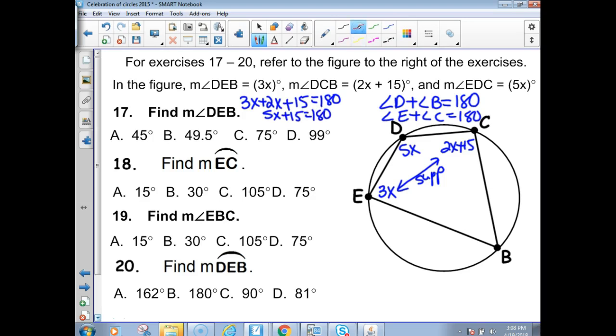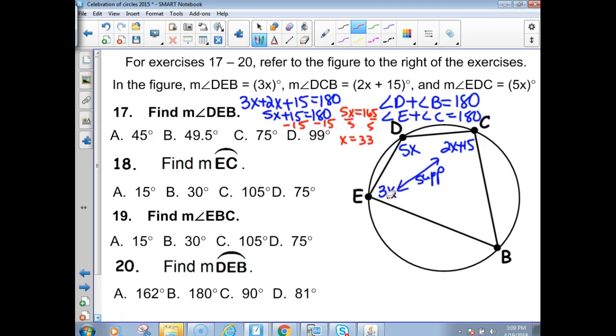We need to subtract 15 from both sides. 5 times x equals 165. Divide by 5, and we get x is 33. All right, that's just x. They didn't even ask for x. It says, what's the measure of angle DEB?